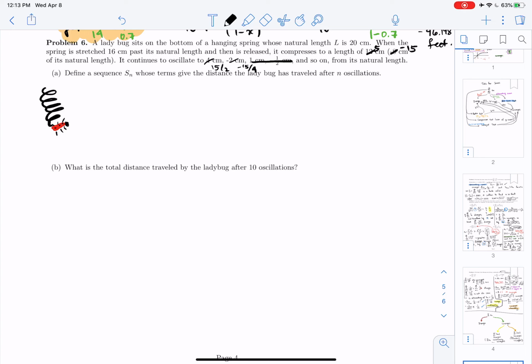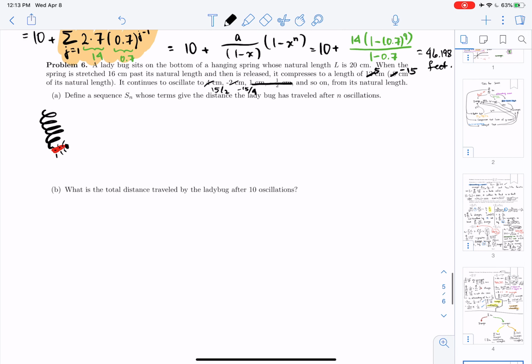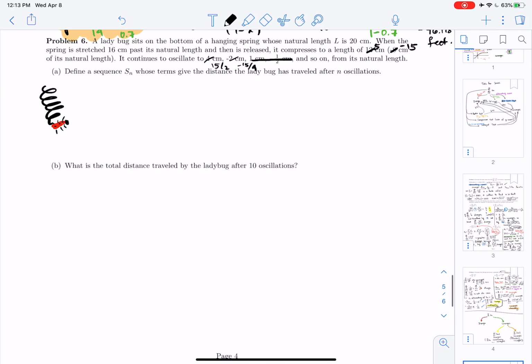So the question is, I want us to define a sequence, capital S sub n. By the way, that should lead you to believe that we're actually building a sequence of partial sums instead of a sequence like we did in part A, whose terms give the distance the ladybug has traveled after n oscillations. So this is more like part B of problem 5 than it is part A of problem 5. I just want you to recognize the difference here.